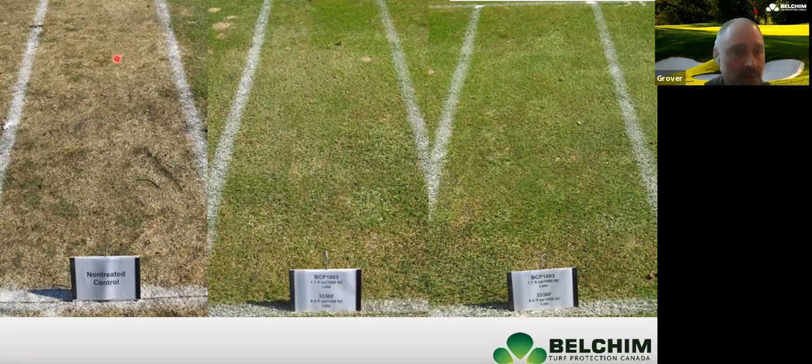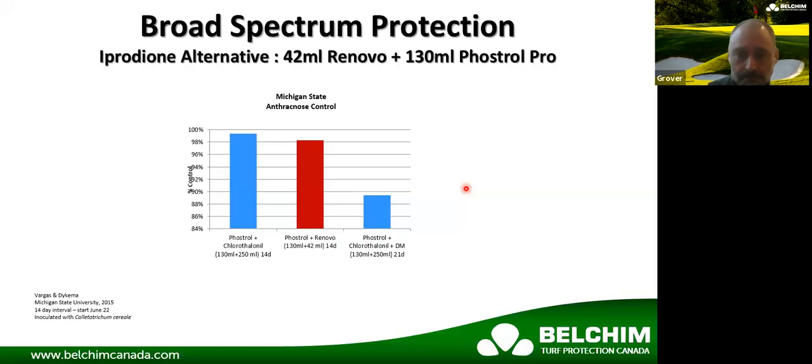And you can see compared to the check plot, this is all pink. The Renovo, this was 6 ounces and this was 9 ounces. So they both worked. So, further work that we need to do is look at different rates and get Fusarium patch on the label for you. Also, anthracnose, we did work with Dr. Joe Vargas. 42 mils of Renovo, 130 mils of Fosrol Pro, performed extremely well, giving you a 98% control of anthracnose. So this is a full broad spectrum spray. You'd be getting dollar spot control, anthracnose, brown patch, Fusarium patch, Pythium blight. So complete rotational tank mix.